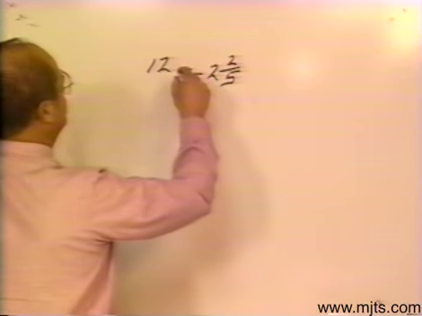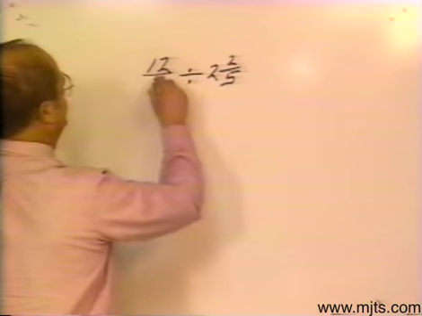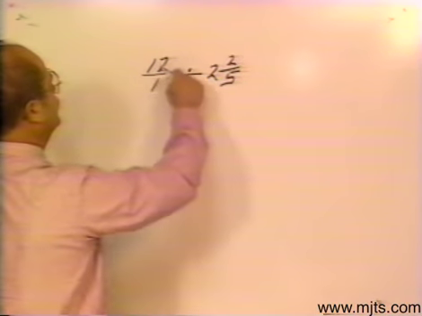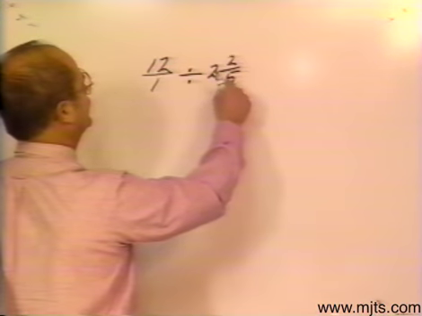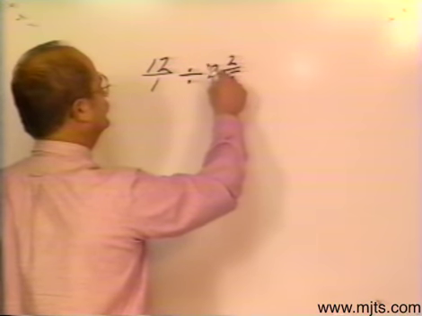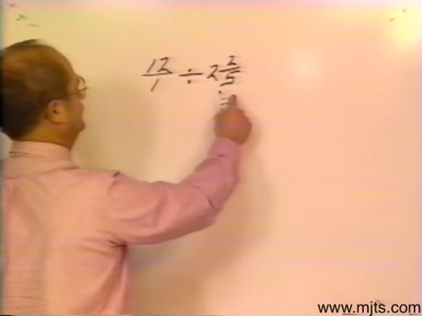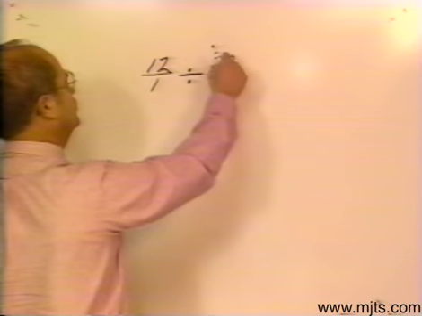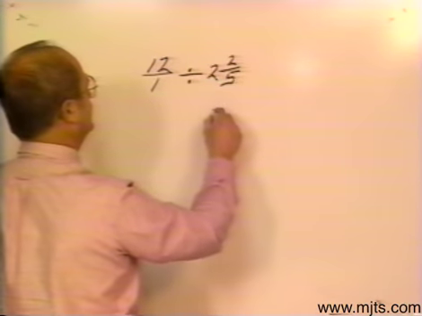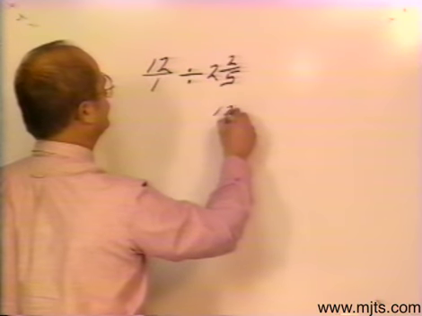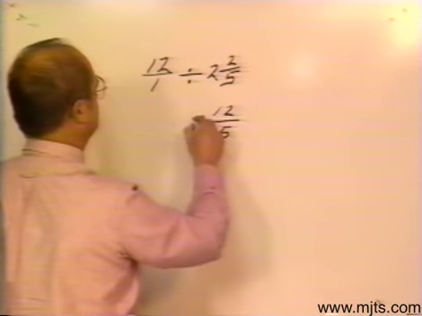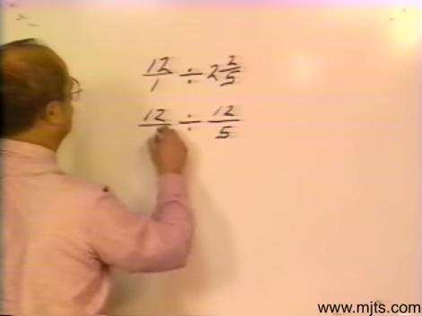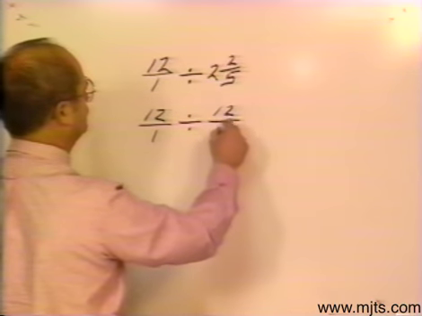Now, I can change this to a fraction by dividing by 1. I changed this 12 to a fraction. That means I have to come over here now and change this 2 2/5 to a complete fraction. To do that, I take 5 times 2 plus 2, which would give me then 12/5. I'm dividing then 12 over 1 by 12/5.